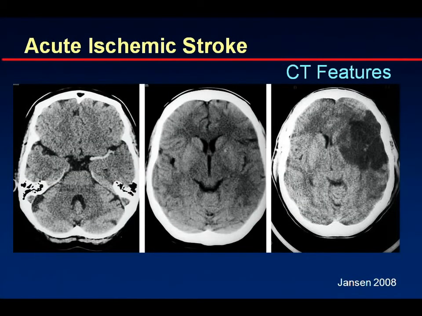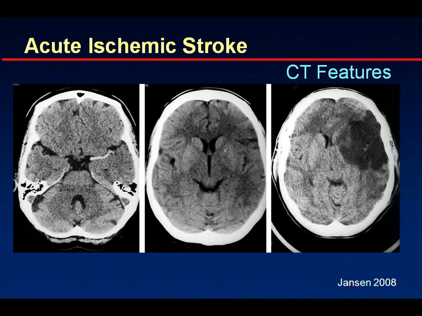Classic CT features are the dense vessel sign here and a completely occluded media. Then you see the very early features, and if you look closely, you see again here a white-gray differentiation, and you see that the white-gray differentiation in this area is reduced. But you see that it is very subtle, very hard to detect, and if you ask two of us where exactly the borders are, it is very likely that we will tell you something different. So the inter-observer variability in deciding where the ischemic area is very large in these first stages.